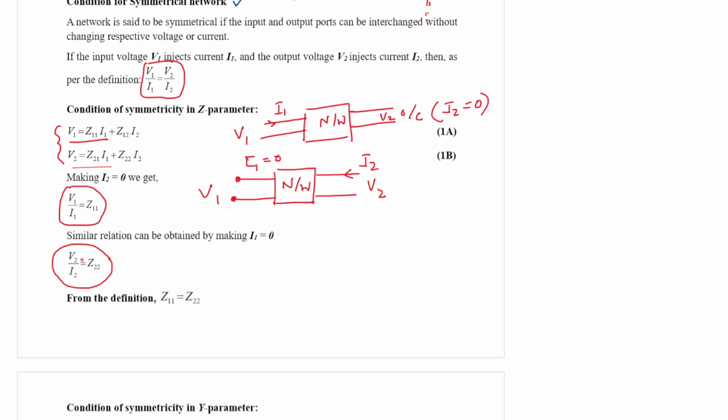So as per the definition, V1 by I1 should be equal to V2 by I2. So we can immediately draw the conclusion from this expression: if in solving any problem we find Z11 is equal to Z22, then you can say that network is a symmetrical network.